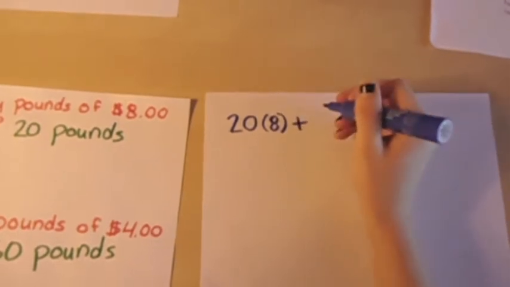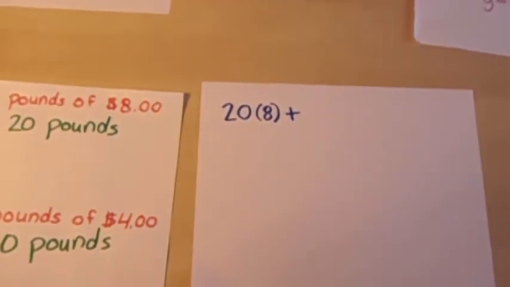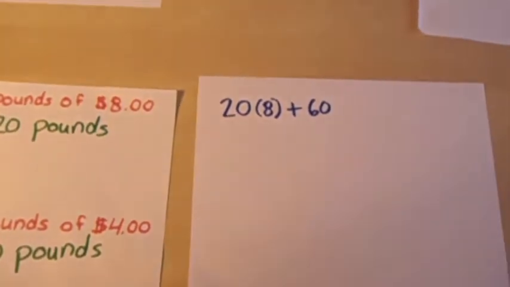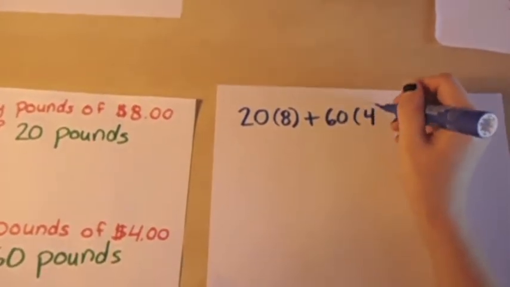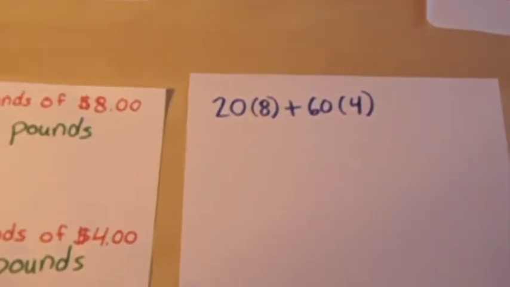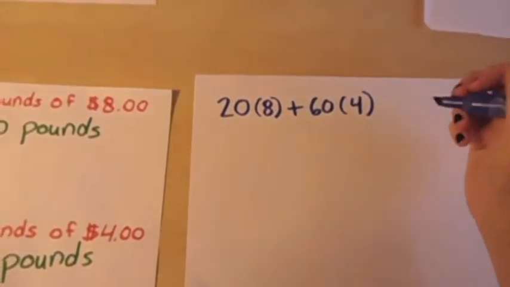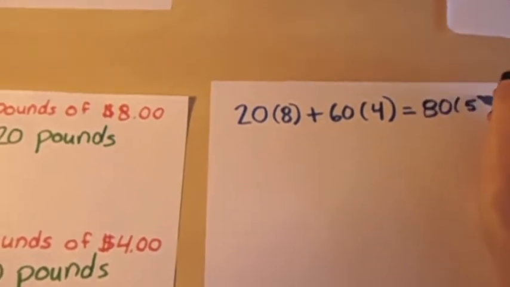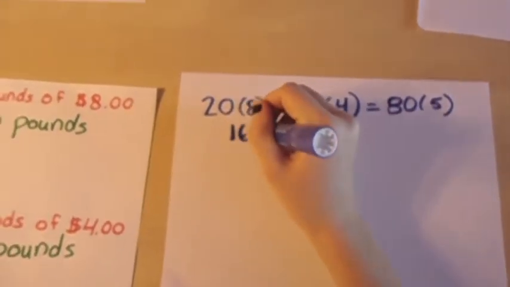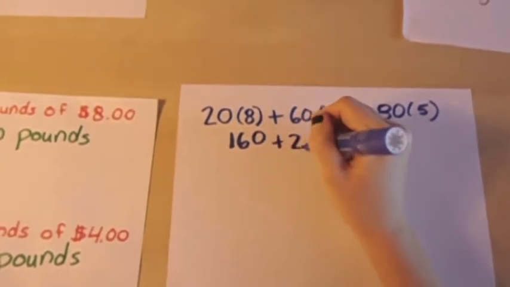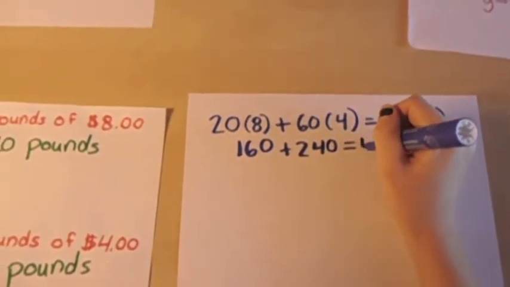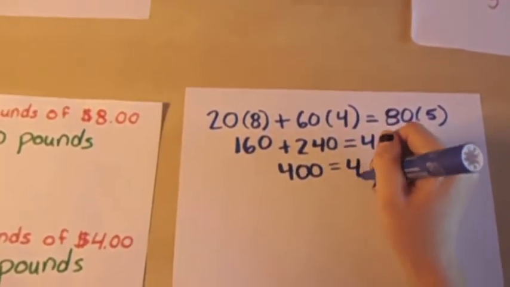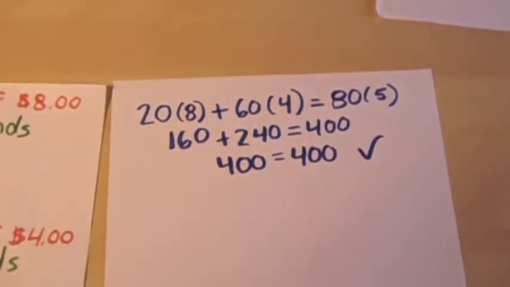and then we'll add that to the amount of pounds of $4 per pound tea, which is 60, and we'll multiply that by the value per pound, which is 4, and we should get a mixture that is worth $5 per pound. So if we get 80 times 5, and if we do the math, we get 160 plus 240 equals 400, and 400 equals 400. So we know that that checks out.